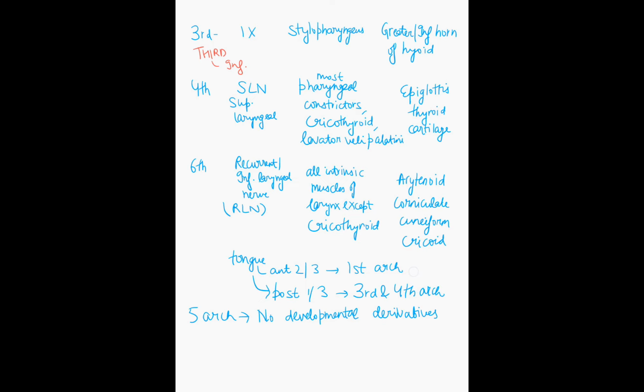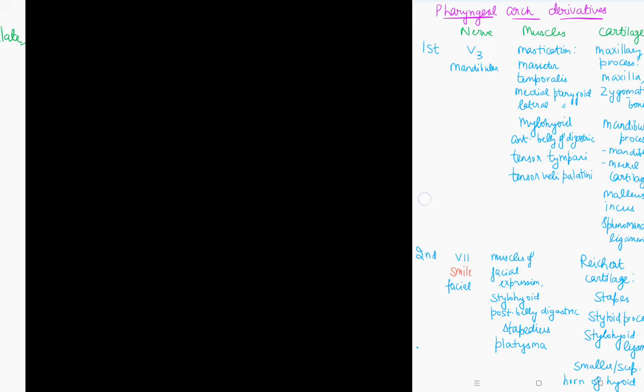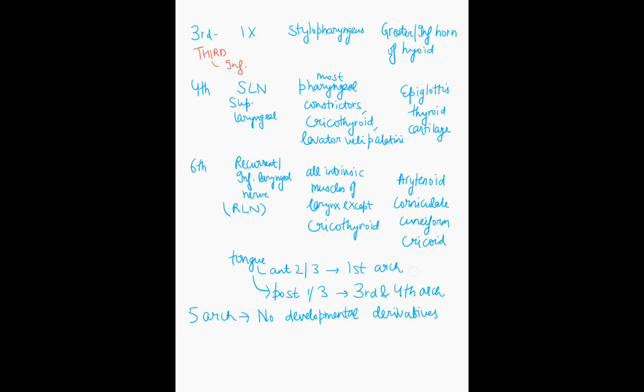Stylopharyngeus. Now we need to remember, in the video related to the vagus nerve, we discussed that the vagus nerve supplies all the pharyngeal muscles except tensor veli palatini and stylopharyngeus. So tensor veli palatini we have discussed in the first arch. Tensor veli palatini was there. Then in the third arch, stylopharyngeus. These two muscles are supplied by the first and third arch respectively.